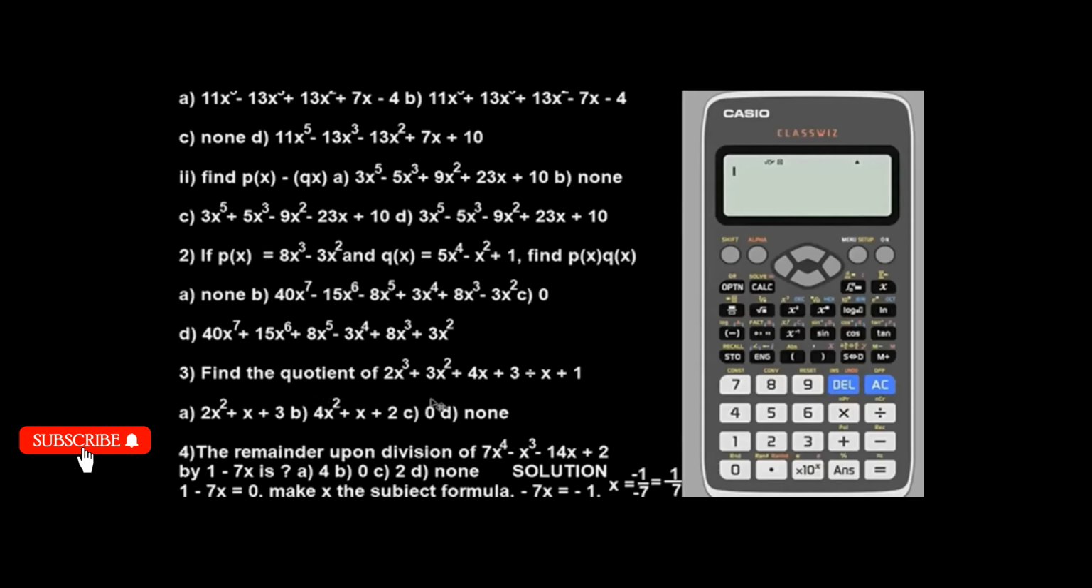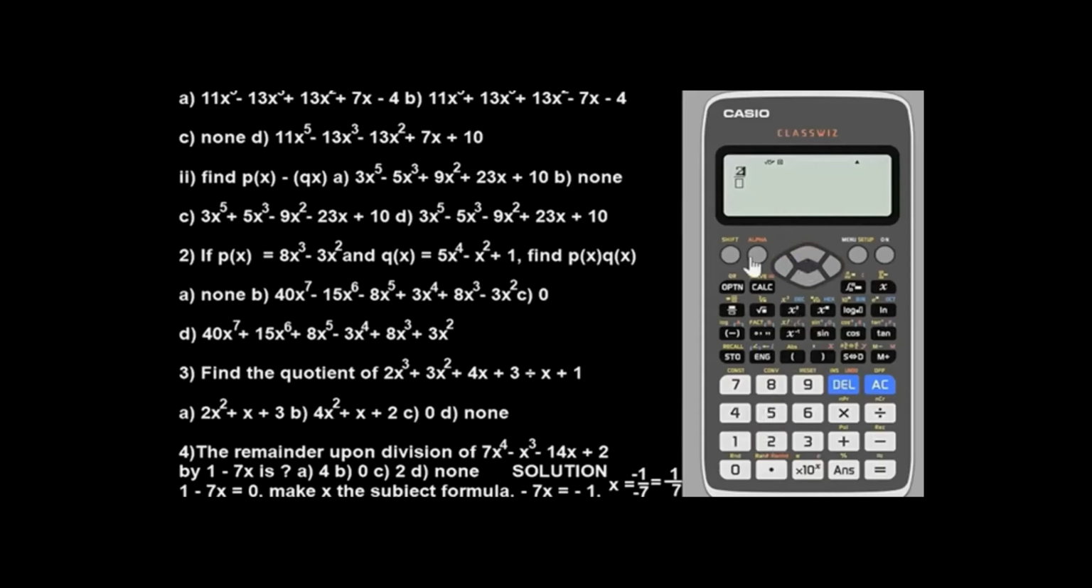So find the quotient of this. The store is still effective. All you simply have to do is to use the division sign, guys. Don't go and use this one. Use this one. This one is the precise one you should use for it.